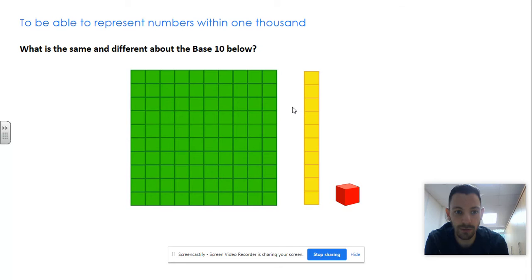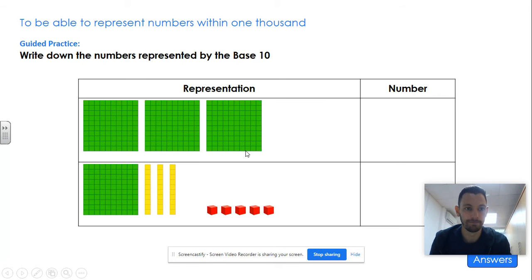Okay, so the first green example has 100 cubes, the yellow example has 10 cubes, and the red example has 1 cube. So we've got 100, 10, and 1. And we can see the relationship between all of those, so how they grow, and how they increase from your red 1 to your green 100.